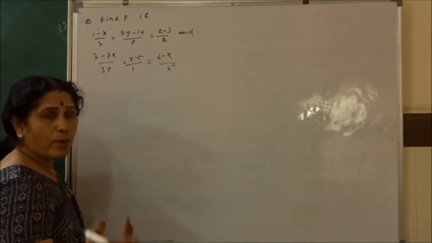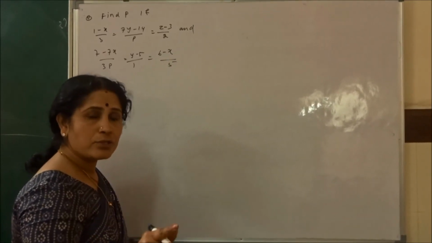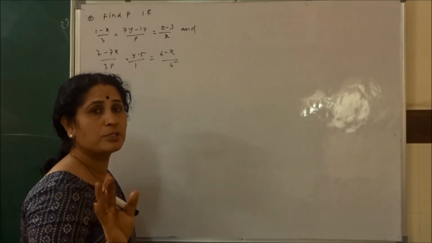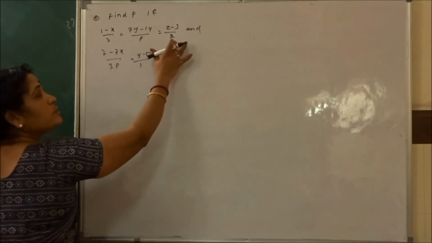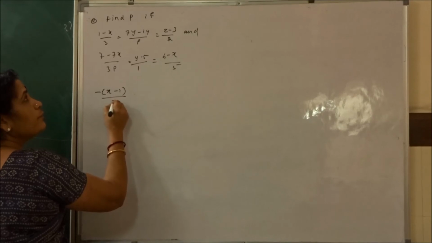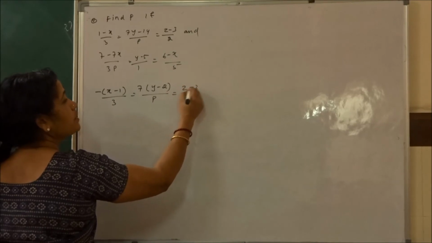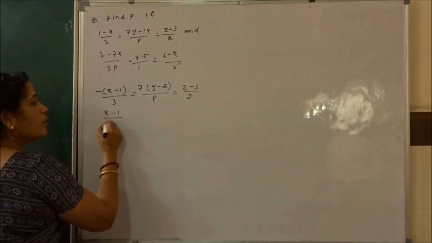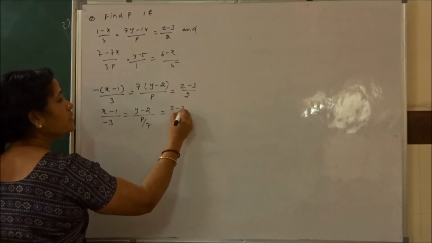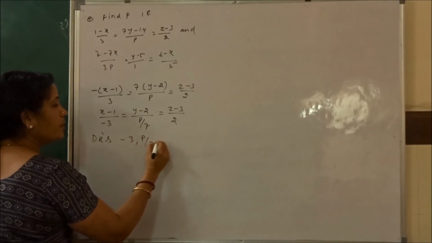So what I told you, if two lines are perpendicular, then the direction ratio dot product is 0. But before finding direction ratios, the line must be in standard form. That means the coefficient of x, y, z must be 1. Now see, this is not in standard form. First you have to convert this into standard form. So I am taking 7 out, y minus 2 upon p by 7, that is equal to z minus 3 upon 2. Now I can write x minus 1 upon minus 3 equal to y minus 2 upon p by 7, that is equal to z minus 3 upon 2. Now therefore direction ratios are minus 3, p by 7, 2.